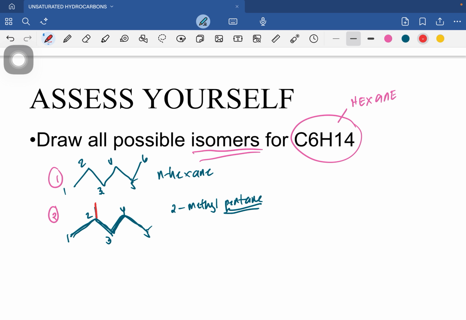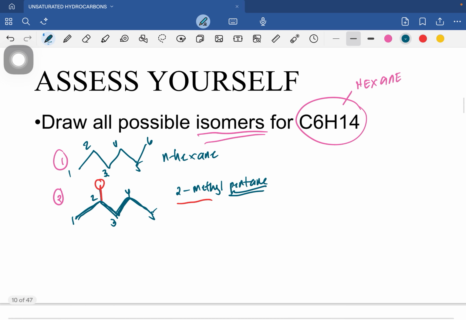And there's actually an attached substituent. Okay? May isa tayong carbon na attached doon sa ating carbon number 2. Meron tayong isang methyl that is attached to your carbon number 2. That's why it's 2-methyl. Okay?